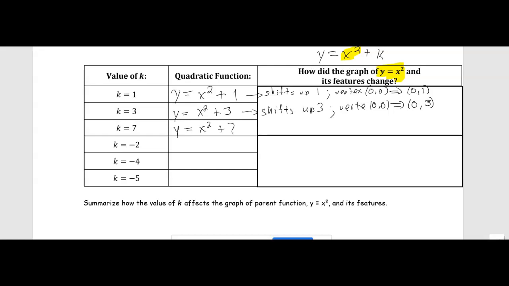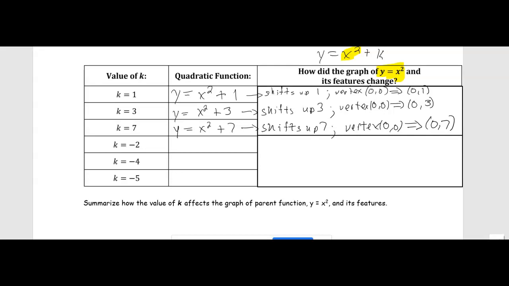The 7, no real need for us to graph it in order to fill this out. This would shift us up 7. The original vertex of 0, 0 is now moved to 0, 7.